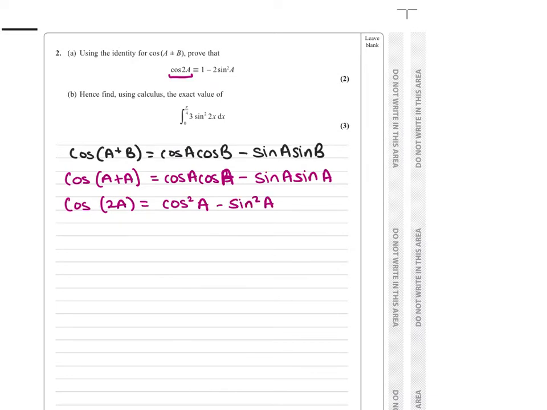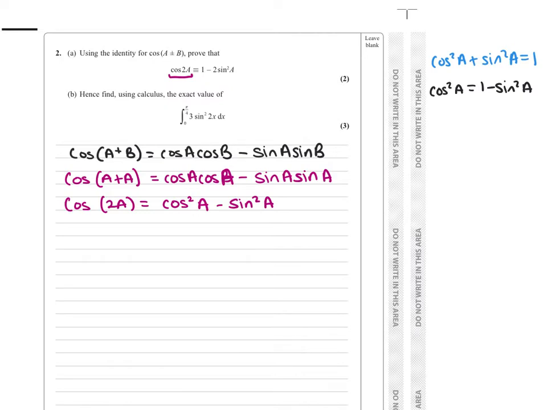Okay, what do we know about cos squared minus sine squared? Well, first of all, we know, and I always like to write this down, we know that cos squared A plus sine squared A equals 1, using our common sense. In our final answer, we want sine squareds. So I'm going to rearrange this to get cos squared equals, so that I can get rid of this cos squared, because I don't want it. It's not what it wants. So then we're going to have cos squared A equals 1 minus sine squared A.